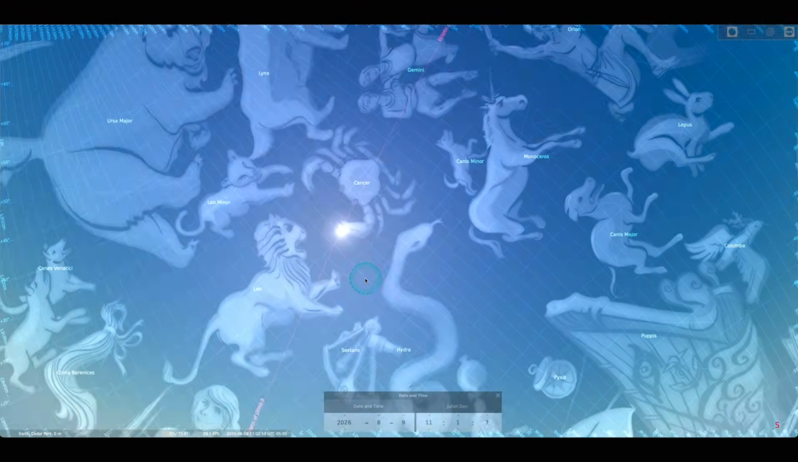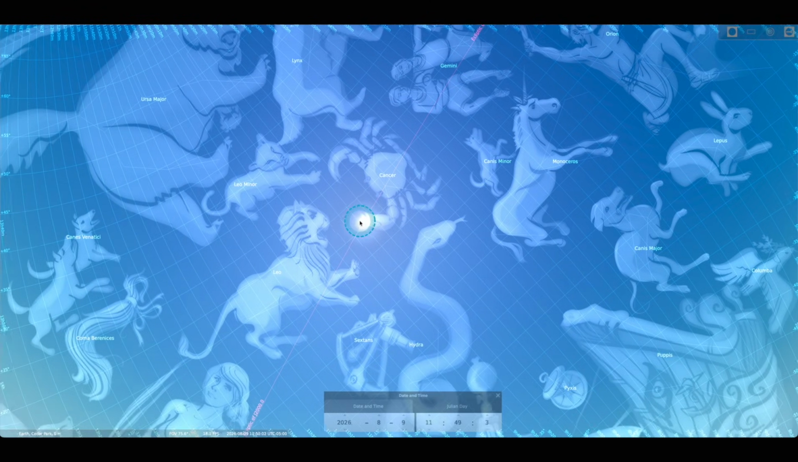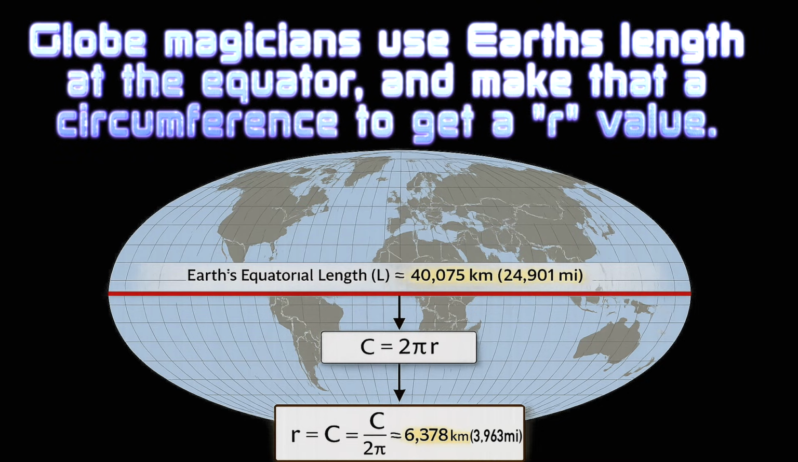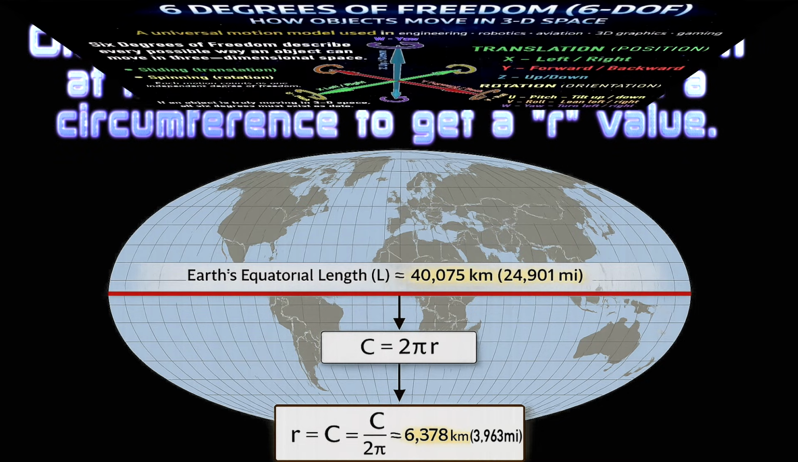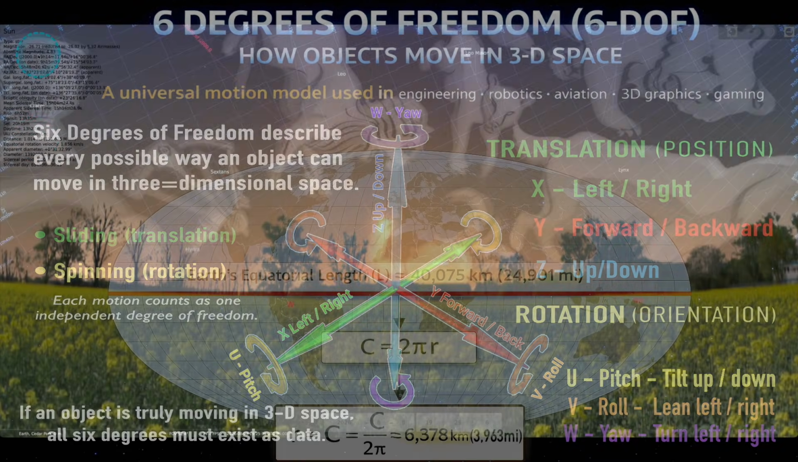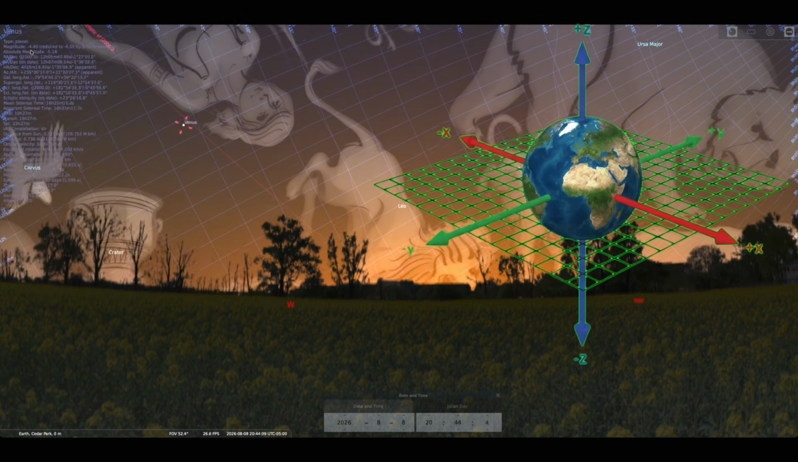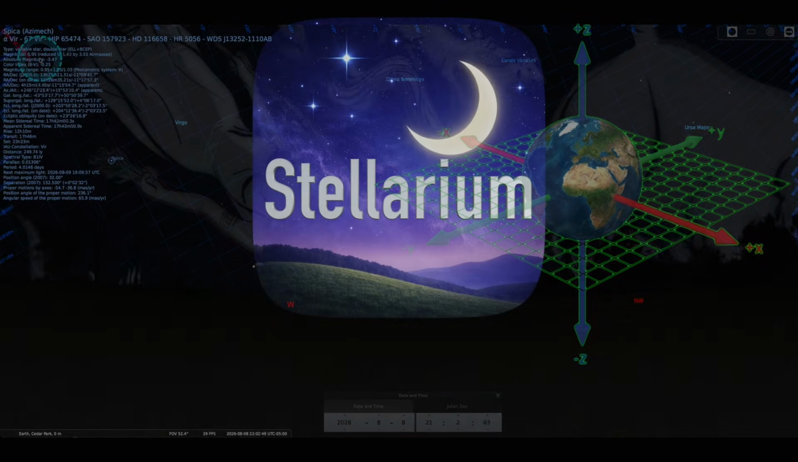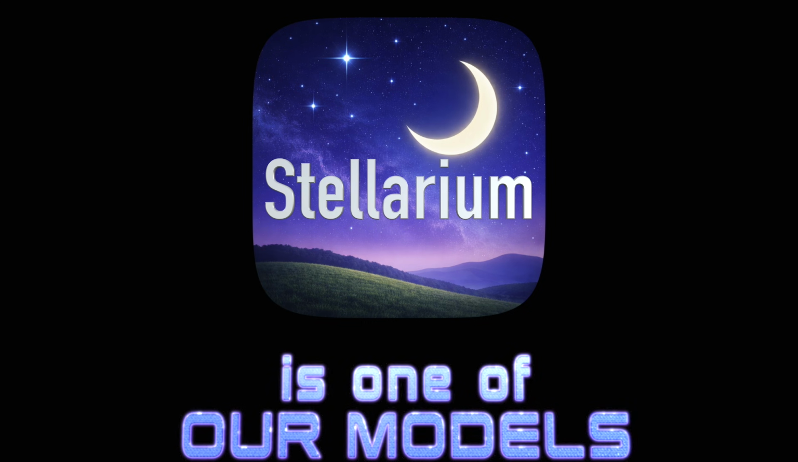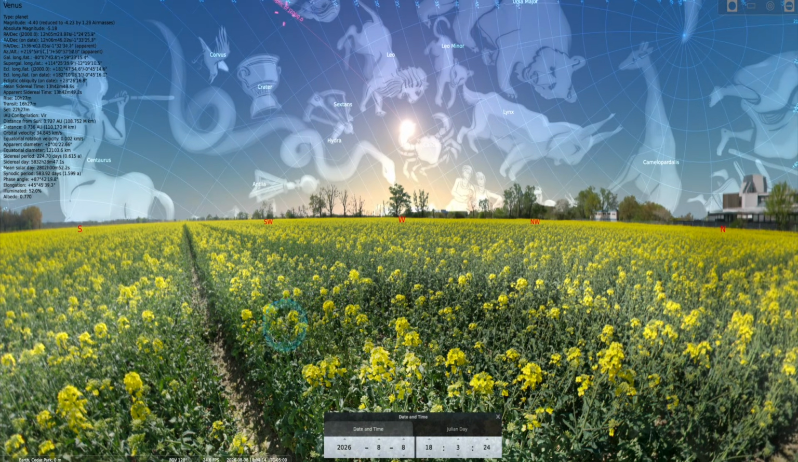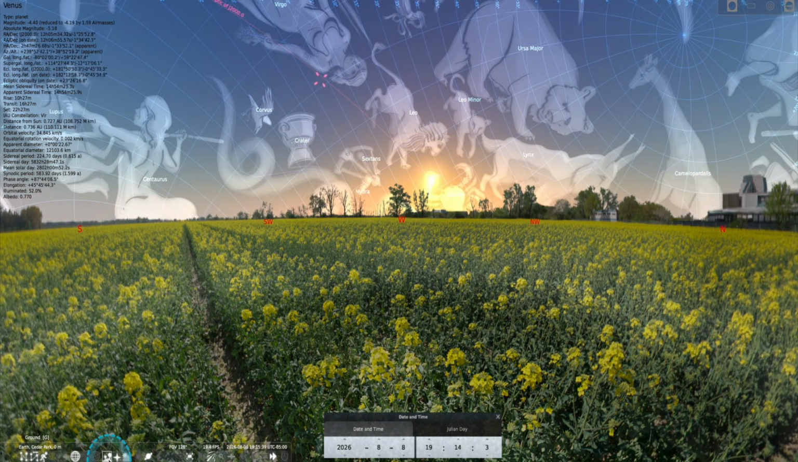in motion. Some claim a hidden R value exists within the code of these tools and proves a globe. That value is back engineered from the measured width of the equator, and it does nothing to solve the missing 6 degrees of freedom data problem. If Stellarium were a real heliocentric model, you could click on any object and retrieve its 6 degree of freedom state vector. That data does not exist. So yes, Stellarium is one of our models, not because we built it, but because it only works if Earth is fixed and stationary and the luminaries move around an observer within a defined circle of sight.